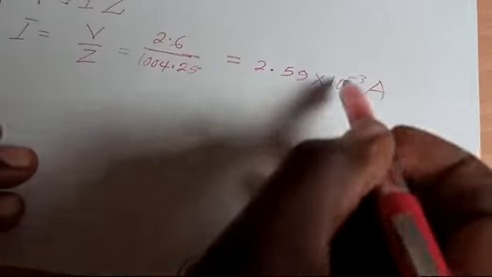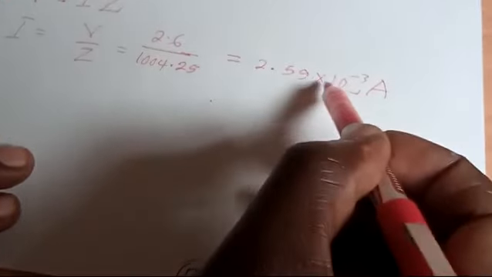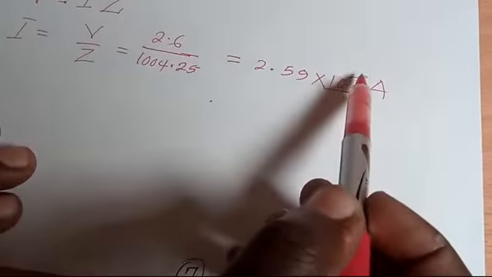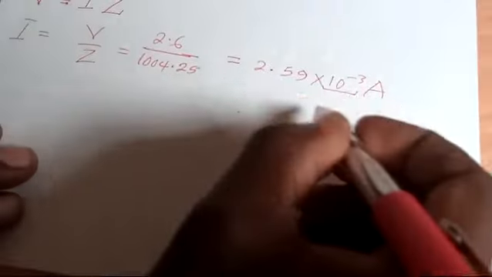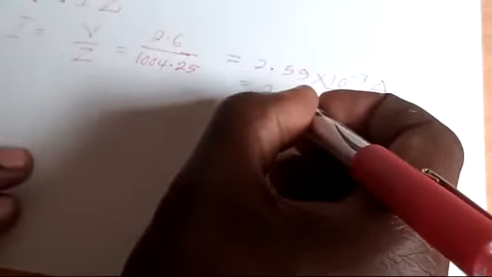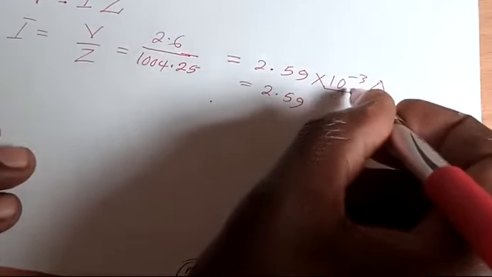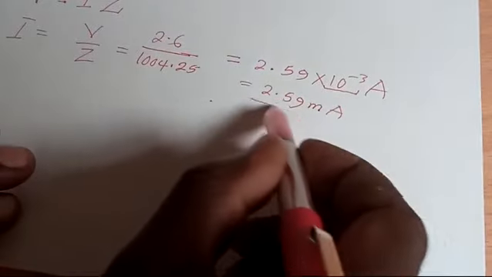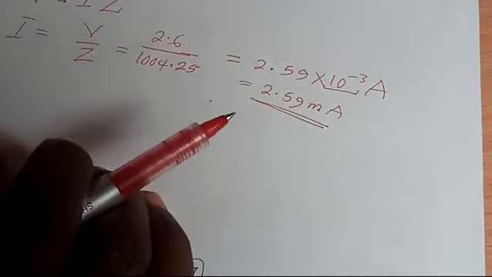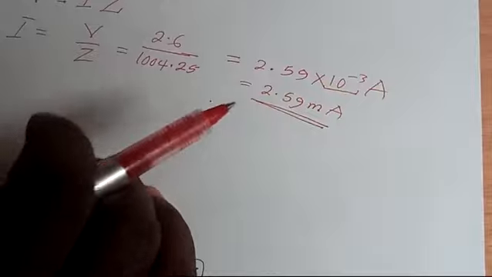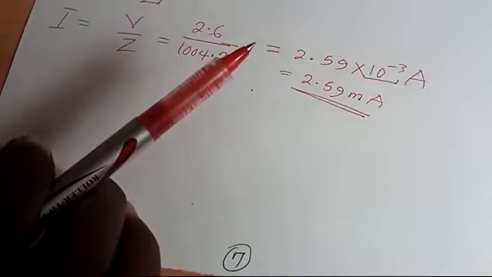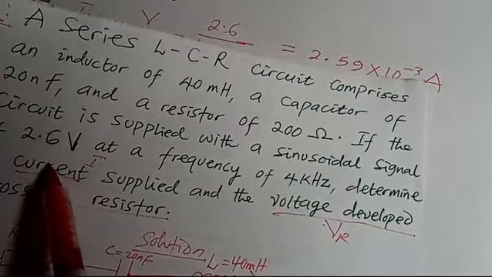You can leave your answer like this and it's correct, but to be more scientific, we know that 10 raised to the power of minus 3 is milli, so you can put a small m for milli and write 2.59 milliampere. But if you want to use I in later calculations, don't use this one, use the previous one. The first target variable was the current.